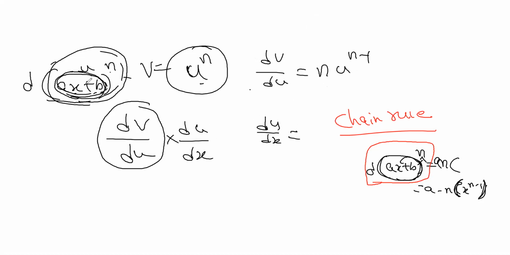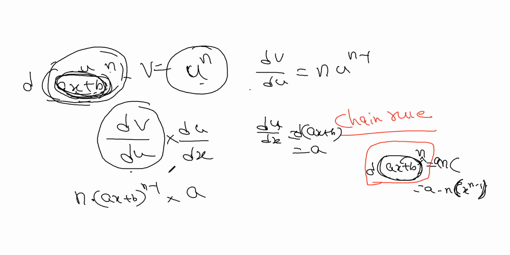u, which is the inside one, ax plus b. Differentiation of ax plus b directly with respect to x is a itself. So here you are multiplying it, n into u is nothing but ax plus b to the power n minus 1, into a. The same thing here you are doing directly, that's it.